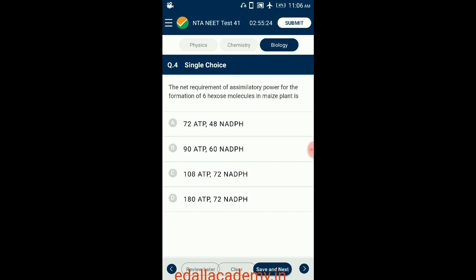Question number 4. The net requirement of assimilatory power for the formation of 6 hexose molecules in maize plant. C4 plants, for example maize, require 30 ATP and 12 NADPH for synthesis of 1 hexose molecule. Therefore, the synthesis of 6 hexose molecules requires 180 ATP and 72 NADPH. So the correct option for this question is option D, 180 ATP and 72 NADPH.